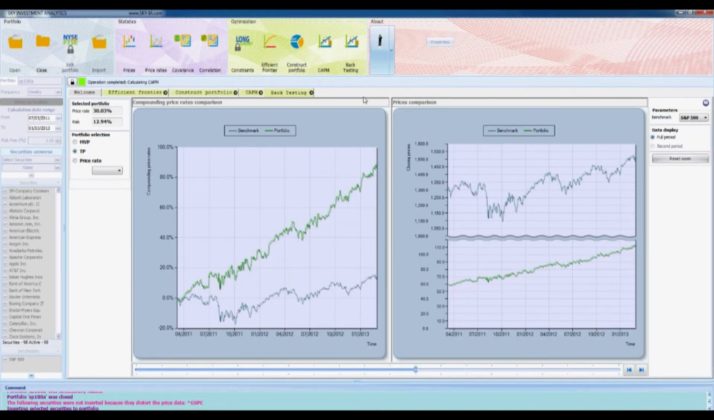Let's look at the backtesting. The backtesting shows us the price performance of our diversified optimal portfolio during this period of time, and the price performance of the market during this period of time. Here we see the price rate performance of the optimal portfolio in comparison to the price rate performance of the market. Suppose we continue to generate a report.